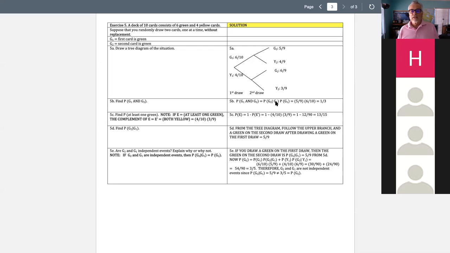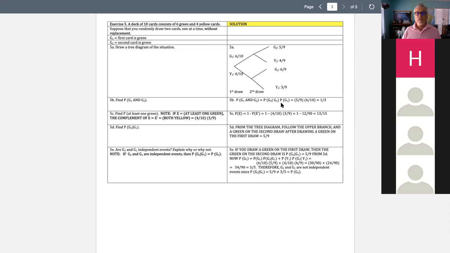You get the probability of green on the second draw, given that you drew it on the first draw, times the probability of green on the first draw. So we get the 5/9, which is this probability here, G2 given G1, times the probability of green on the first card, which is 6/10, and that product is 30/90, which you can rewrite in simplified form as 1/3.